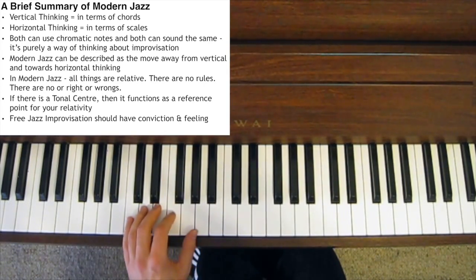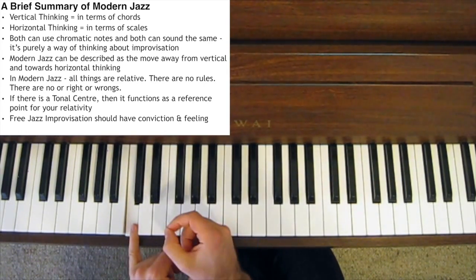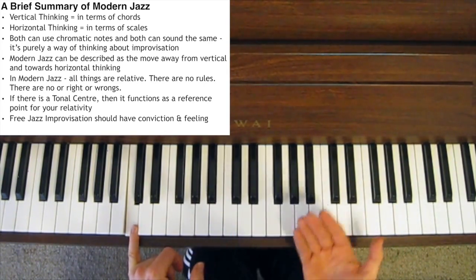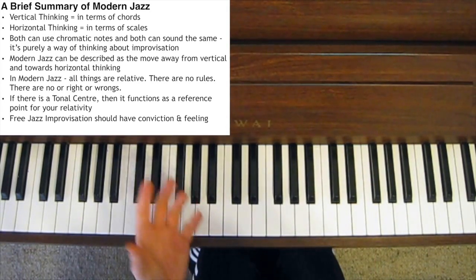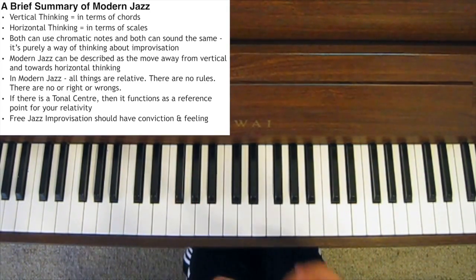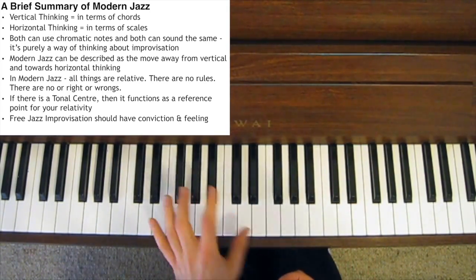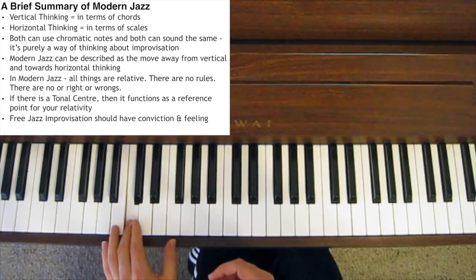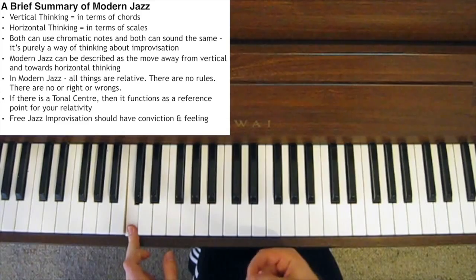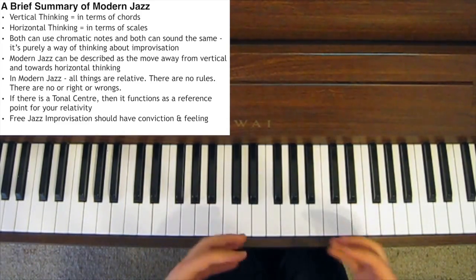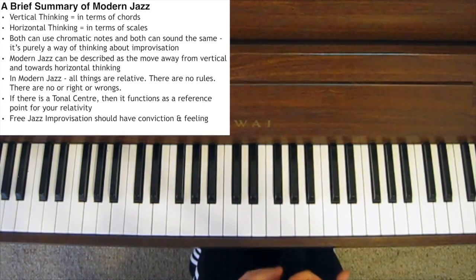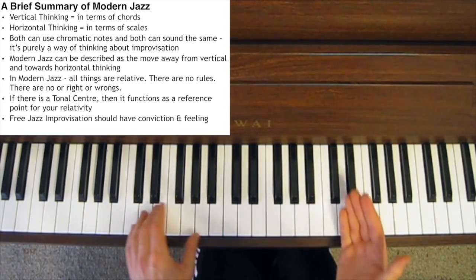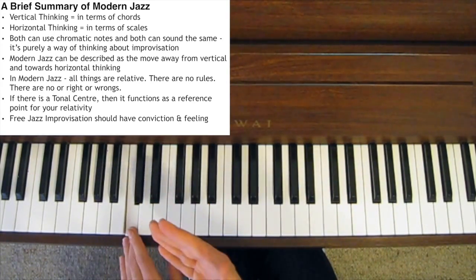There are only notes and intervals. And if you use a tonal center, then you have a reference point for your relativity. So there's still no right and wrong chord or right and wrong note. There are only chords and notes that are closer or further away from this tonal center, and as such create different levels of tension. So chords aren't right or wrong, but rather they have a relationship based on the distance from the tonal center.